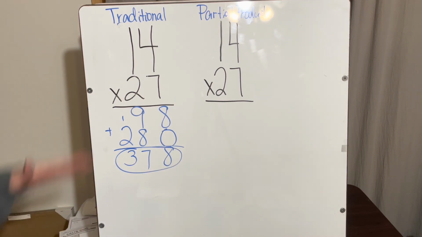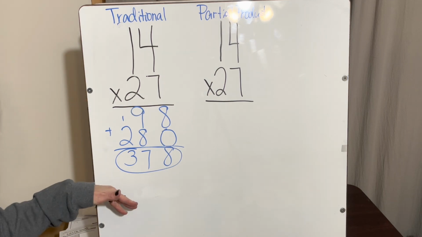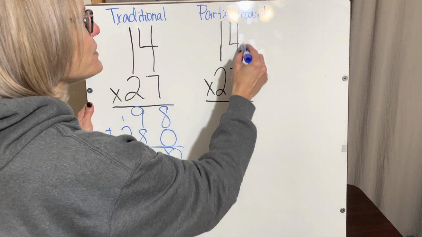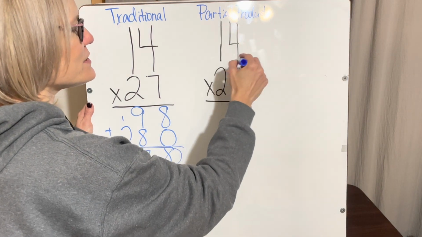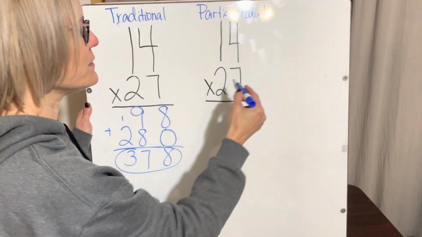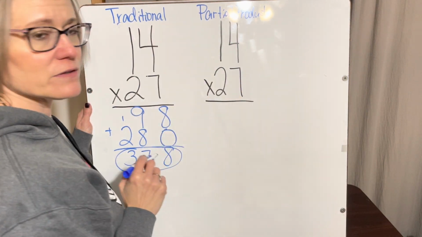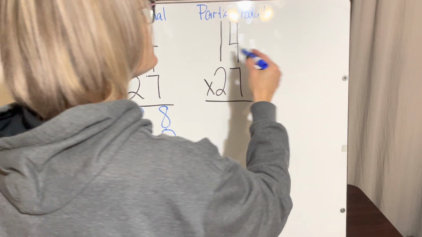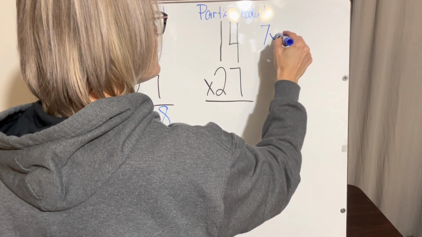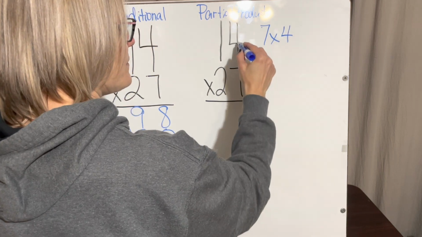All right, now, if you don't like this method, I have another one to show you. All right, so I'm going to pick apart these numbers. So this is 10 and 4, okay? 4 ones, 1 ten, 7 ones, 2 tens. So I can write this over here. I can go ahead and write 7 times 4, okay?